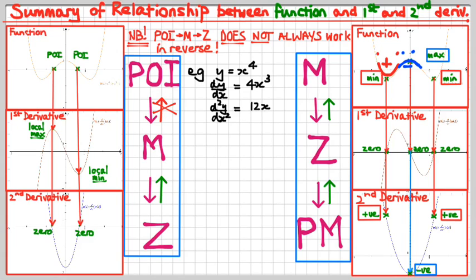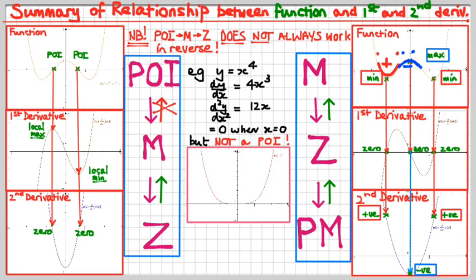That's what I'm trying to say. Do you get what I'm trying to say? Because that second derivative is 0 and it's not a point of inflection. I'll show you the graph, okay? It's not a point of inflection. See, there's the graph there, right, of y equals x to the 4th. So the second derivative is 0, but it's not a point of inflection.